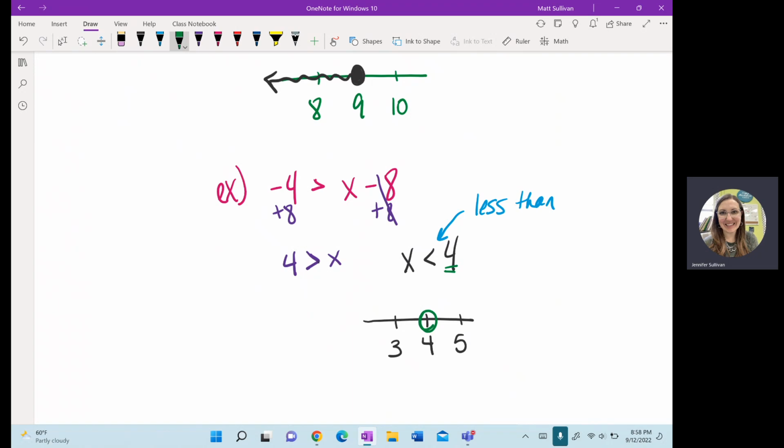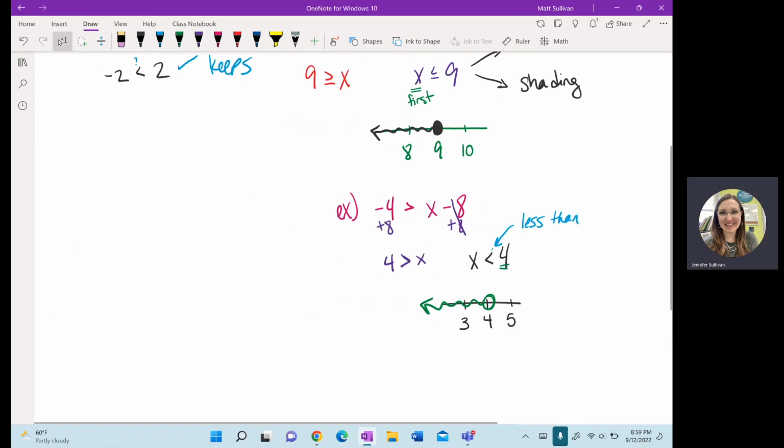Sometimes in the past, I've had people think, oh, well, it's less than 4, so I need to go to a number less than 4 and put my open circle there. And that is wrong. That is not how we do it. We actually put the open circle on the number 4 right here, whatever number we see. And because this is less than, shade to the left. You guys see how sometimes I do my shading in two different ways? It doesn't matter how you do it, as long as I see an arrow at the end of it. We're all good.